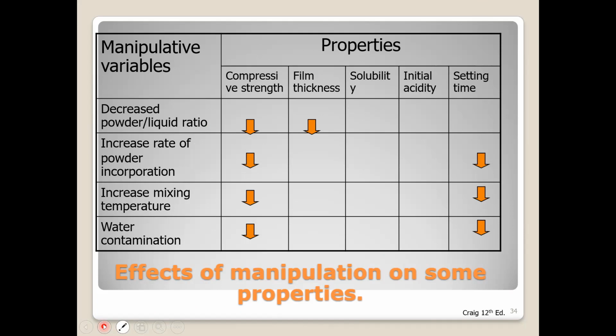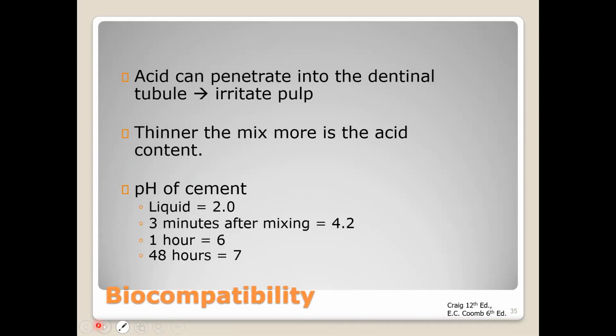With an increased rate of powder incorporation, again, the heat will not dissipate, and ultimately you will have less working time. So increased mixing temperature and water contamination will all lead to reduction in compressive strength. Why is that happening? Because the less the amount of powder that is incorporated into liquid, the lesser will be the strength. And also the setting time is coming down. But solubility, initial acidity, and film thickness will increase if we are not properly following the powder liquid ratio.